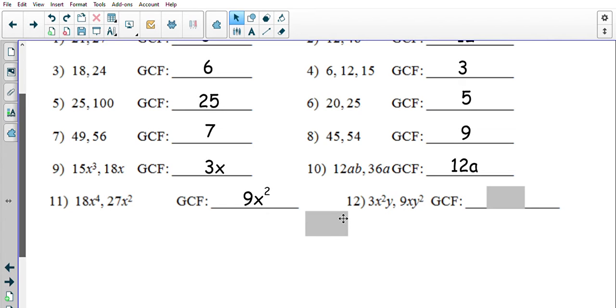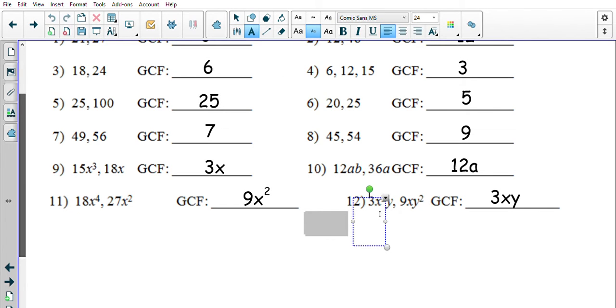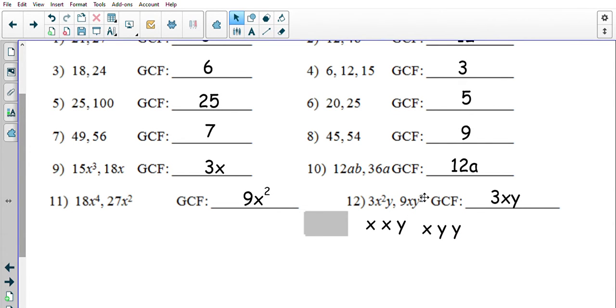Number 12, 3x squared y, 9xy squared. Both 3 and 9 divide by 3. I can take an x and a y from each of these. Keep in mind that the 3x squared y is an x multiplied by an x multiplied by a y, whereas the 9xy squared is an x multiplied by a y multiplied by a y. It's not xy, xy. So xy squared means the y is squared, not the x. So I've got an x in common for each of those, and I have a y in common. So I can take an x and a y from each of these. Take an x, take a y. So 3xy is my GCF.